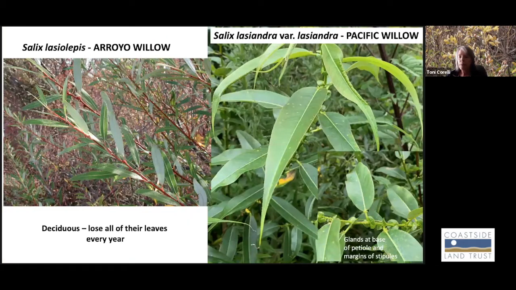These are two of our most common species of willows that occur in our riparian habitat. The arroyo willow with its narrow leaves and roundish to slightly pointed leaf tips, and the Pacific willow that has long tapering leaves and glands on the upper petiole, the stalk to the leaf, and glands also on the stipules. Stipules are modified leaves at the base of the actual leaf. This is how you can easily tell them apart when they're in leaf, since they are deciduous and lose all of their leaves every year.